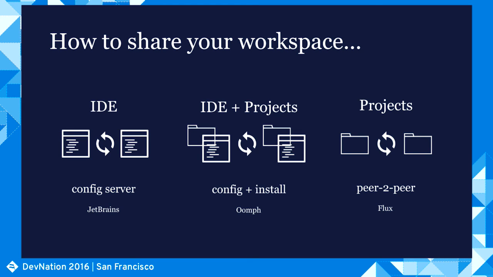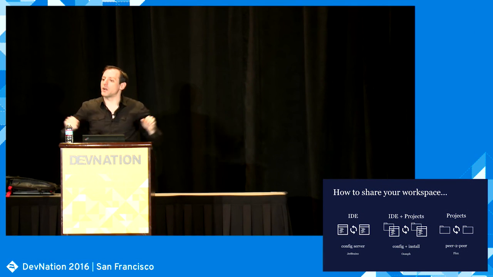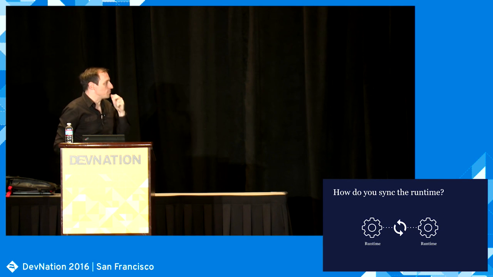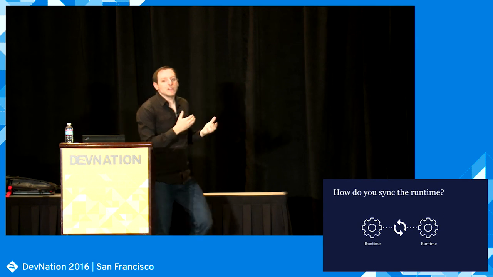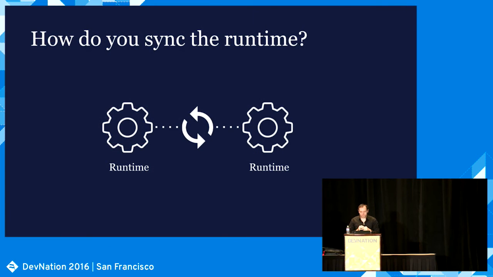And then you also have the Flex project, which essentially takes a messaging bus and bridges it between two completely different IDEs or tools, and it synchronizes their state back and forth. But it's completely unaware of the underlying system that's there. So these are tactics that have been used to share the workspace in the past. But none of these address the fundamental issue, which is how do you share the runtime?